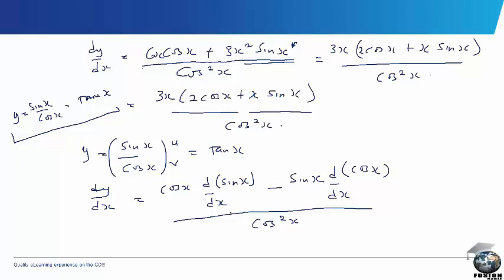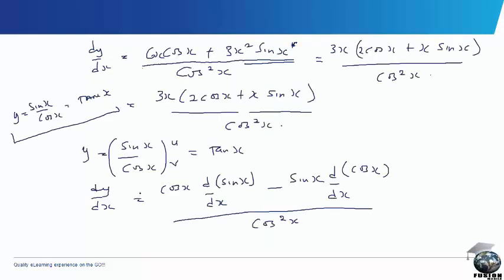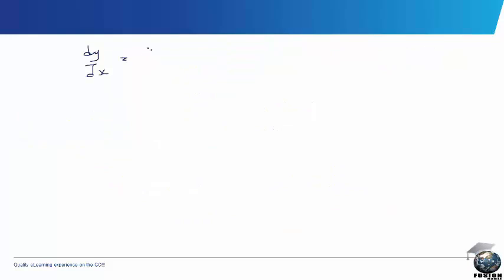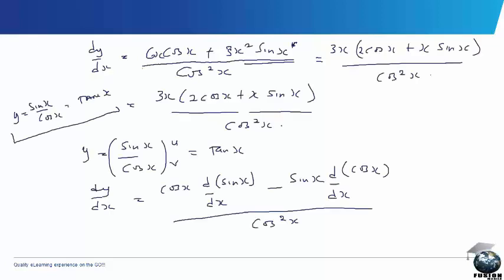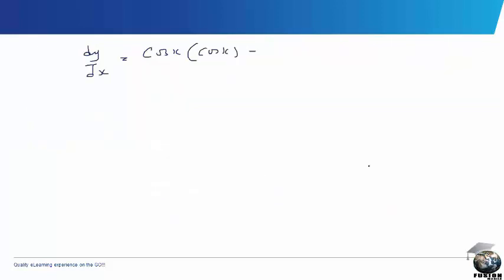Alright, and so all we have to do is for the next slide we have that dy dx is equal to cos x. When we differentiate sine x, we have cos x, to have cos x, and then minus sine x. When we differentiate cos x, we have minus sine x. You can check your table of sine x, and then minus sine x all over cos squared x.